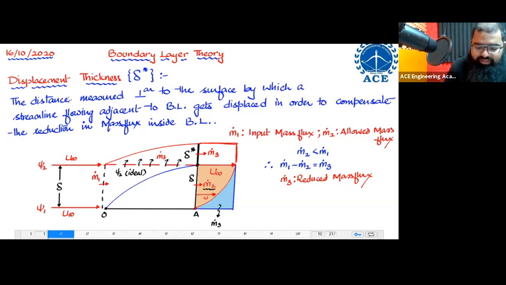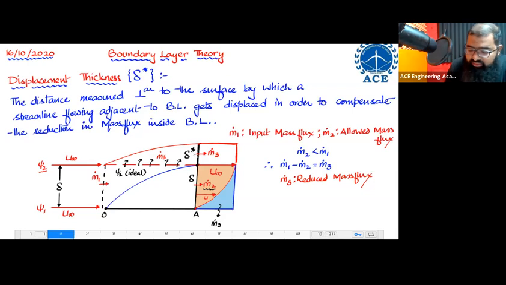What is displacement thickness? It is a distance measured in the direction perpendicular to surface. Look at the distance over here. It is the distance by which a streamline flowing adjacent to the boundary layer is displaced. In this diagram, this is the boundary layer. The streamline adjacent to the boundary layer over here is the Psi2 streamline. Why is it getting displaced?